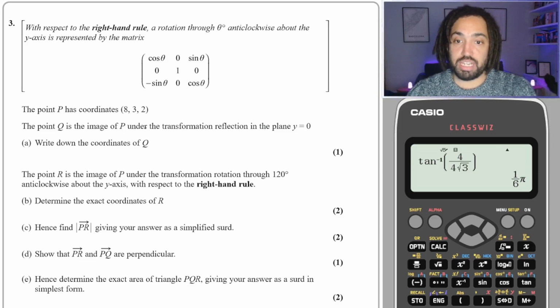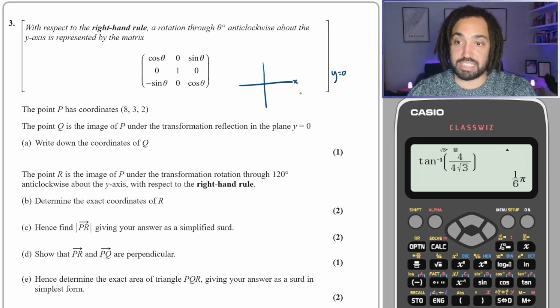Okay, so let's think about this in 2D. What happens when you reflect in the line y equals 0, which is also the x-axis? Well, let's say I've got a point up here. Let's call this point, I don't know, (1, 3). When I reflect it in that line y equals 0, this is going to be (1, -3). So the y coordinate switches sign. And that's the same for 3D. So if I'm reflecting in y equals 0, the y coordinate changes. So Q is going to be (8, -3, 2).